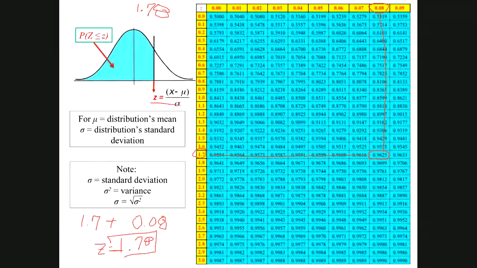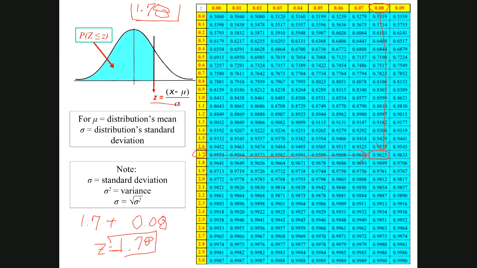So 0.9625 is associated with this z value of 1.78. Okay, so hopefully that will remind you of the process.